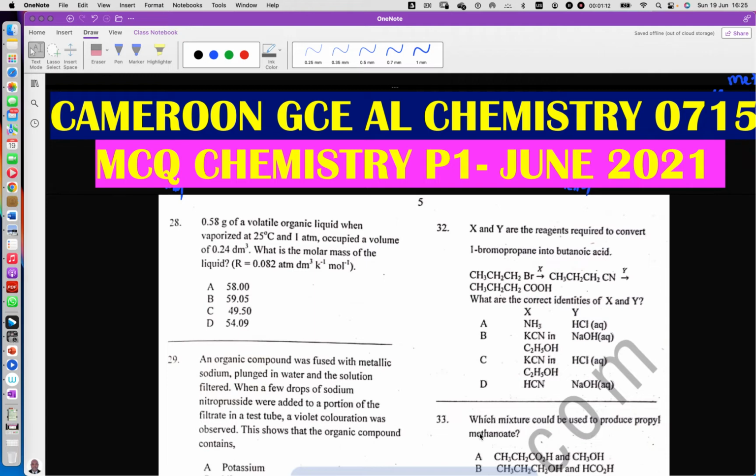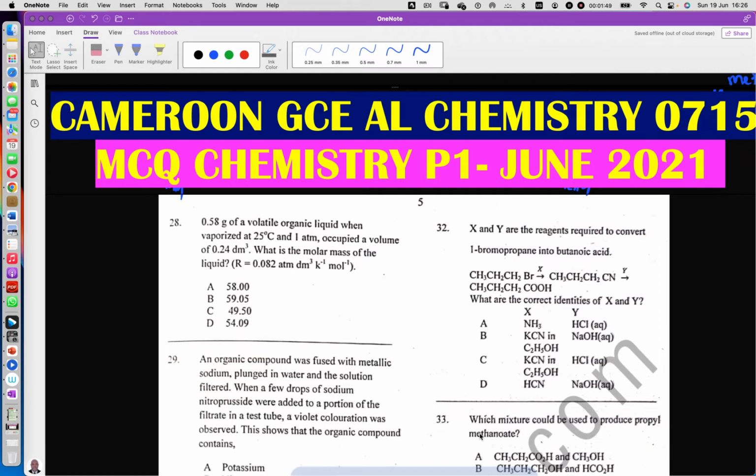Let's get started. Question number 28. 0.58 gram of a volatile organic liquid when vaporized at 25 degrees Celsius under 1 atmosphere occupied a volume of 0.24 dm cube. What is the molar mass of the liquid? The gas constant is 0.082 atmosphere dm cube per kelvin per mole.